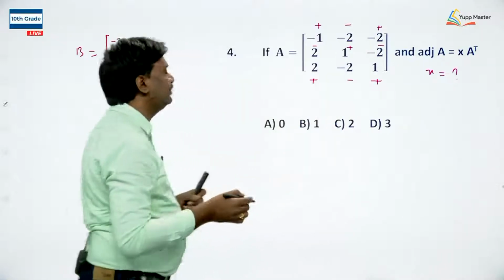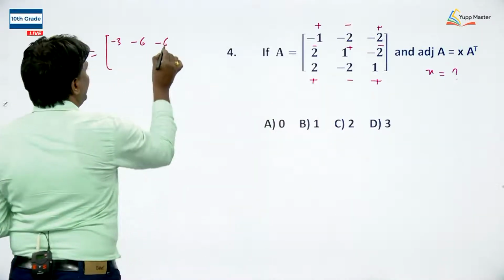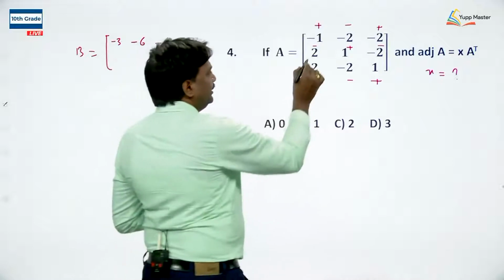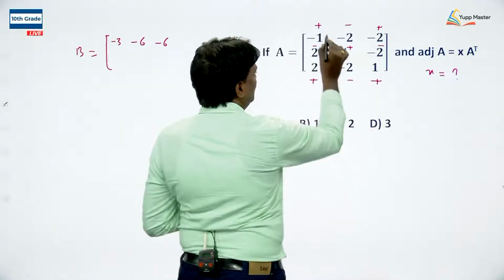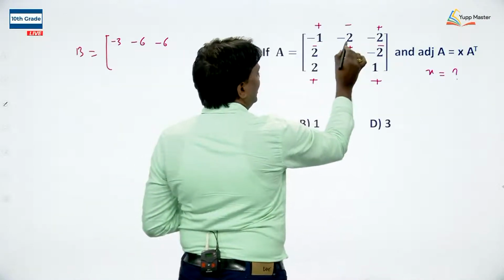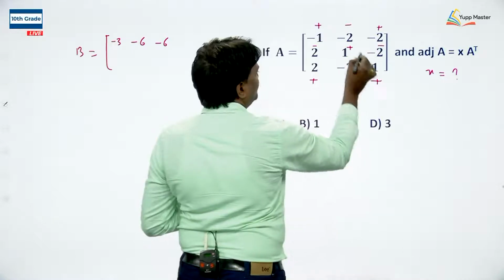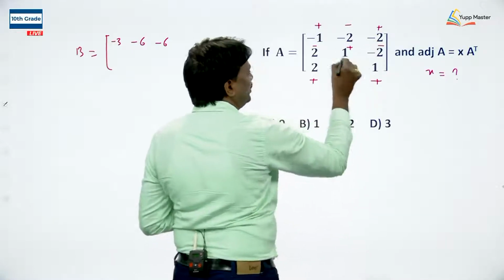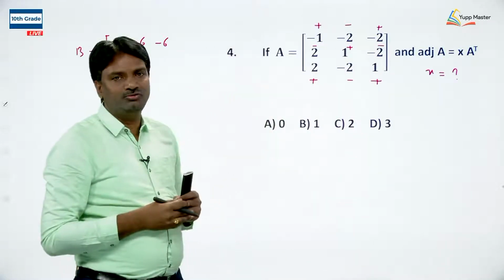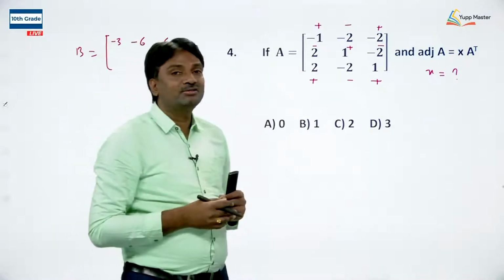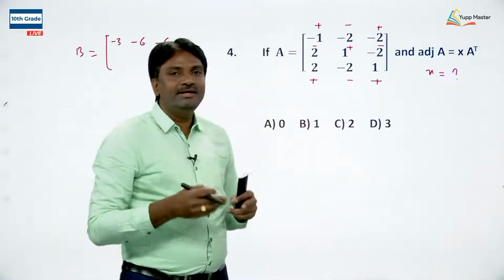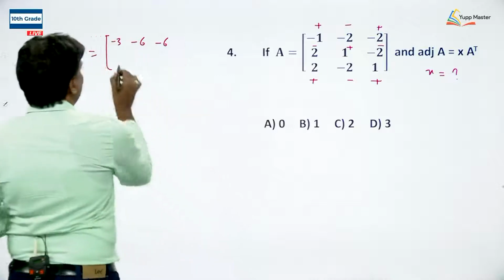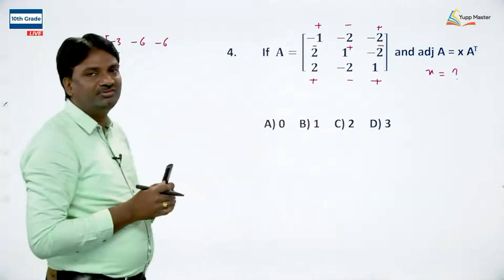Here the sign is plus, plus into minus is minus 6. Next, take the element 2, eliminate this row and this column. The remaining elements are minus 2, minus 2, minus 2, 1. Minus 2 into 1, minus 2, minus 2 into minus 2, plus 4, that is minus 4. Minus 2, minus 4, minus 6, but here the sign is minus. So, that is minus of minus, plus 6.